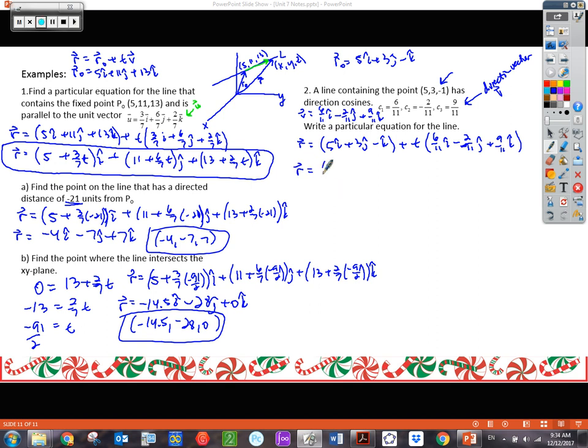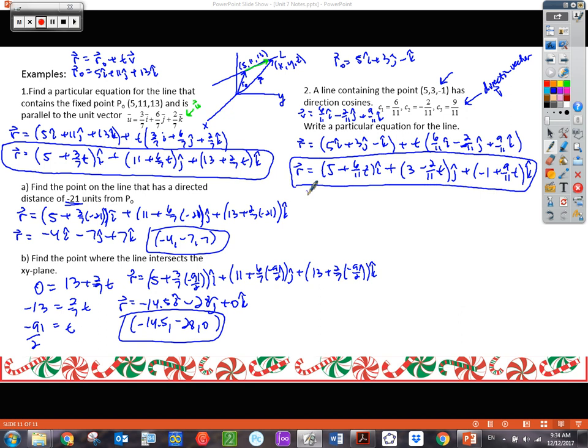So we have 5 plus 6/11 t, that's our i component, plus then we have 3 minus 2/11 t in the j component, and then we have negative 1 plus 9/11 t in the k component. And that is our vector for the line. If they wanted us to find different things with that vector, we could, right? We could find out where it crossed the xy plane, or different things. Are we okay with that? Yes? Okay. Great.